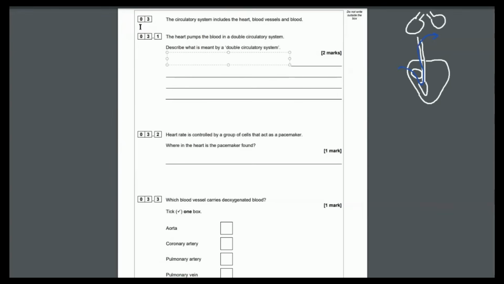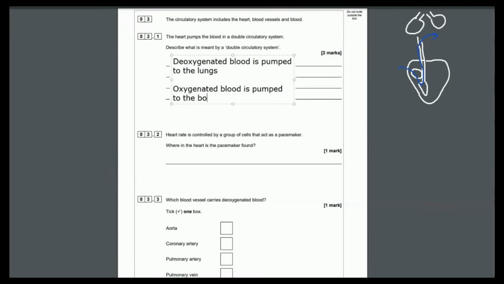Well, one of the answers is because the right side of the heart, or the right ventricle, pumps blood, or deoxygenated blood, to the lungs. And that's one of the circulations we've got. Now, the second circulation is that the left side of the heart, or the left ventricle, pumps oxygenated blood round to the rest of the body.